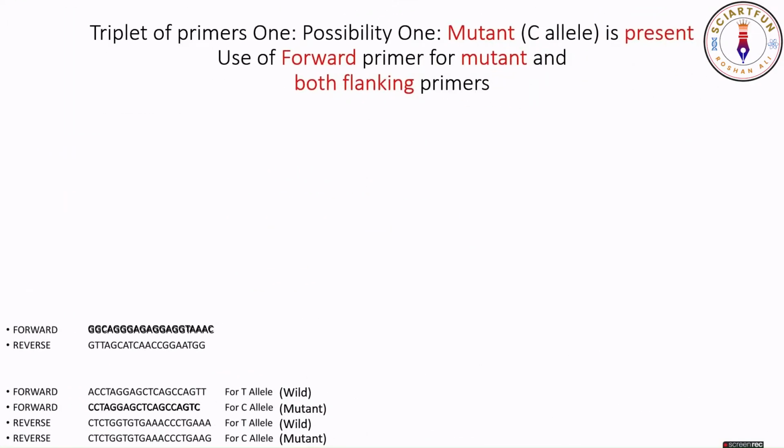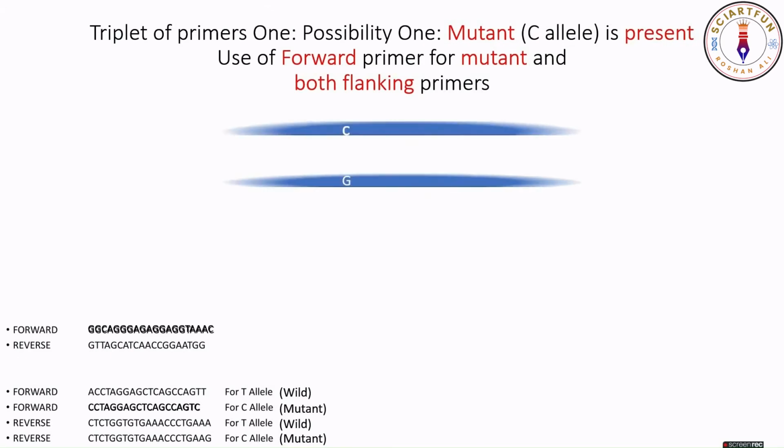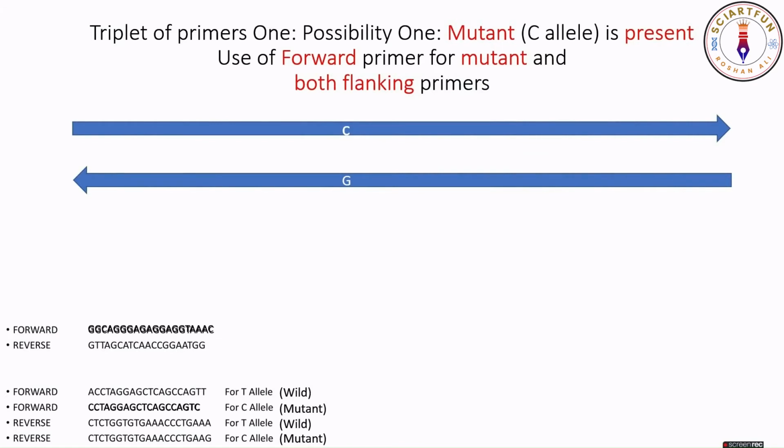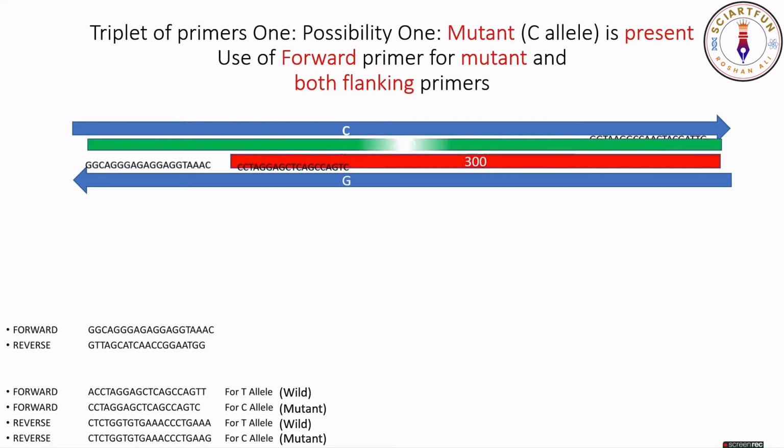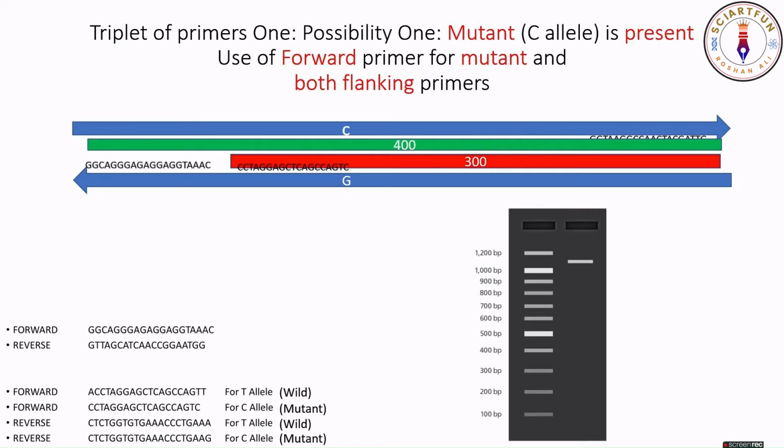Triplet of primers number 1 and possibility number 1. We suppose that our sample contains the mutant allele. First, you take your DNA sample. Then add all the 3 specified primers. As allele specific primers 3' end can bind to the allele target site, therefore you will get the amplicon of 300 base pairs. Because we are using both the flanking primers, we will get a 400 base pair long amplicon as well. You will get both the bands on the gel.